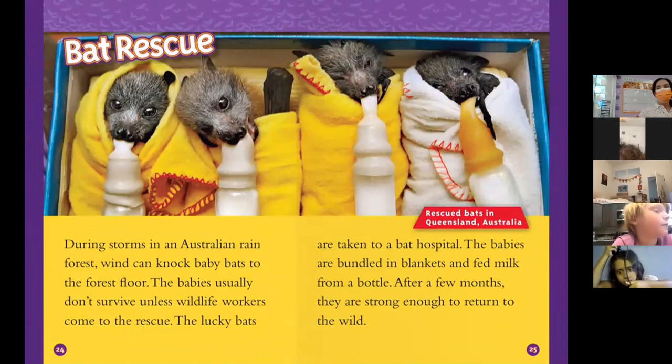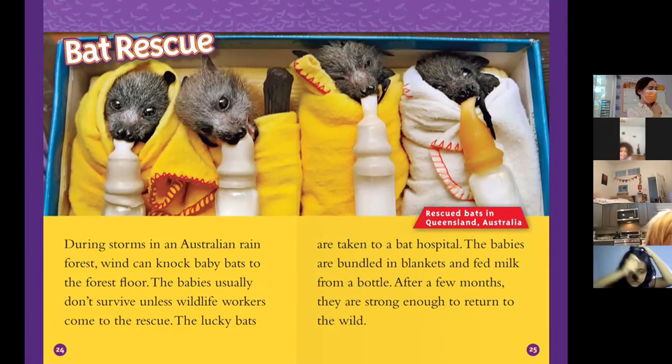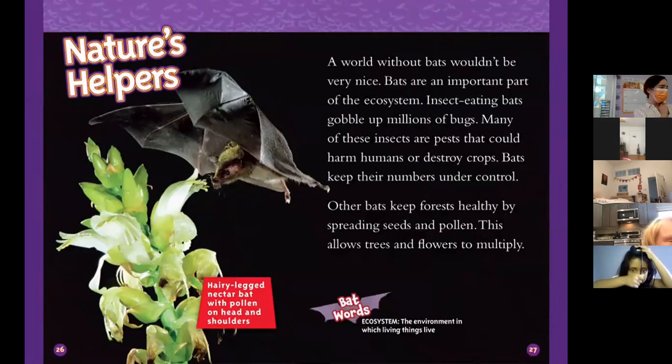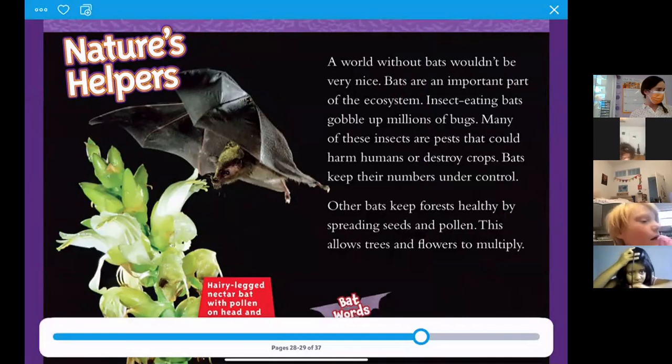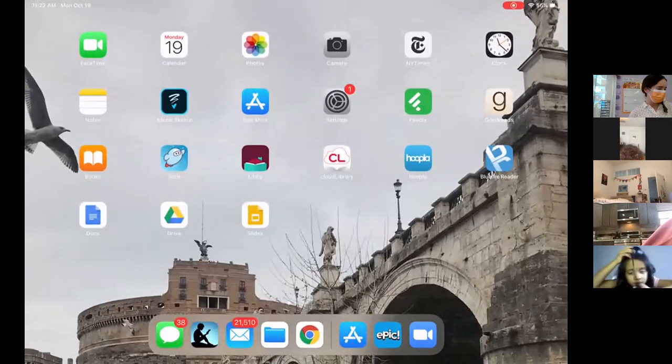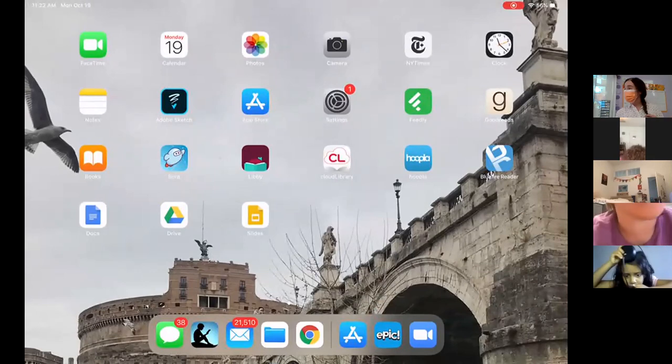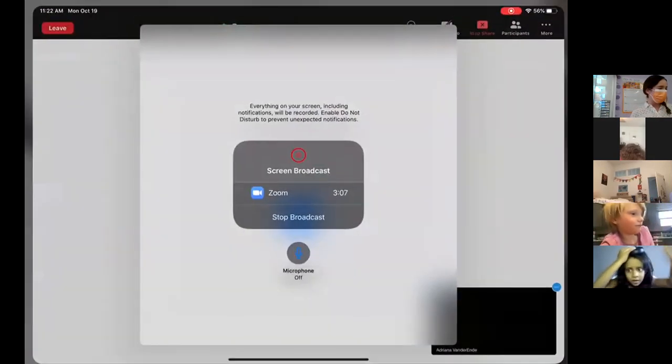So wildlife workers will come to the rescue and take the bats to the bat hospital. Once they're there, they wrap them up in blankets to keep them warm, just like if their mother was clutching them, that's our word from last week, holding them tight to their chest, and they feed them. What does it look like they're eating? Milk. And when they're strong enough, they get to go back out into the wild. Those are just a few fun little bat facts to start us off today. Wheeler says he wants to work at a bat hospital.